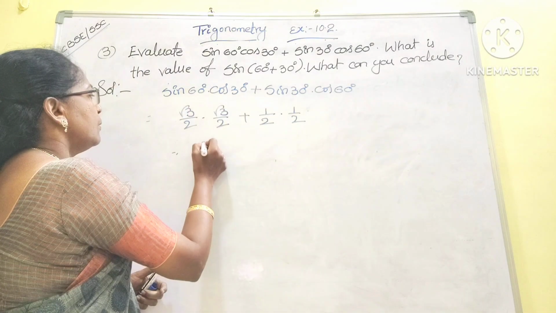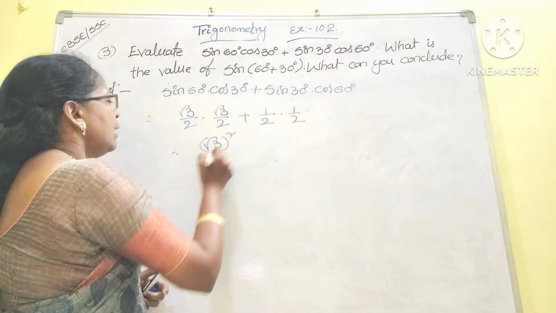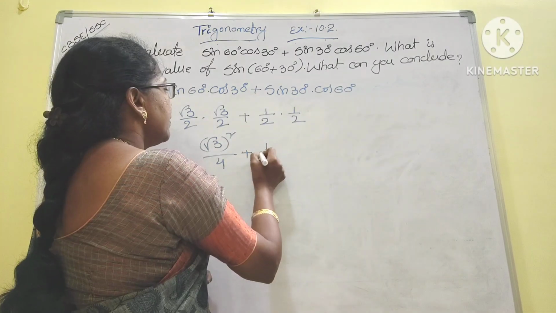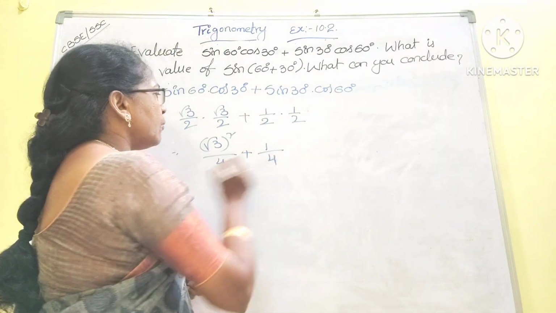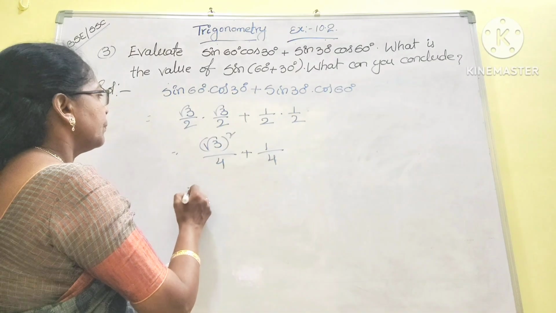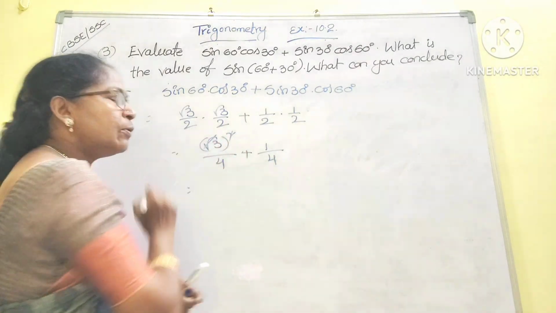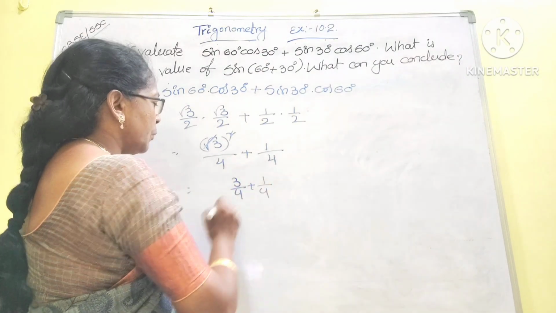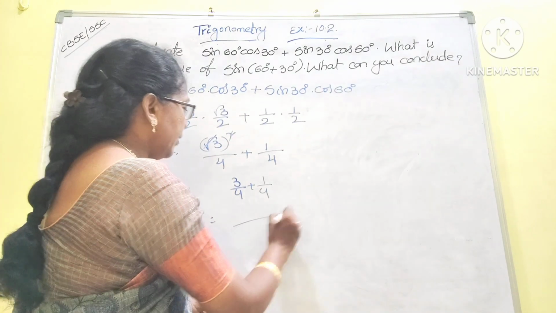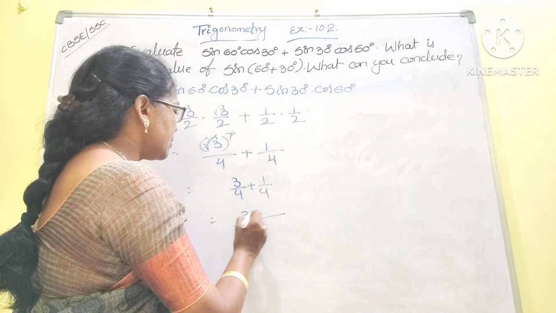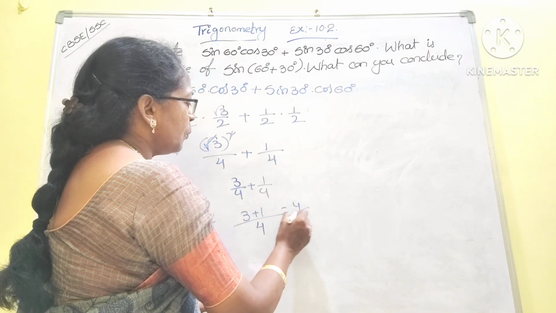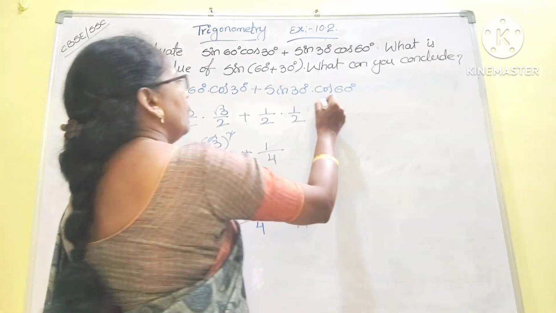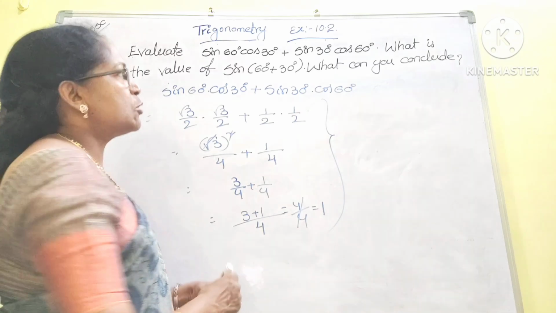Now root 3 into root 3, whole square, divided by 2 into 2, 4, plus 1 into 1, square is nothing but 1, and 2 square equals 4. Now root 3 whole square, square and square root will be cancelled. So 3 by 4 plus 1 by 4. Now you have to find the LCM, where LCM is 4, and numerator values you can directly add: 3 plus 1, 4 by 4, where 4 by 4 equals 1. This is the answer. Now this question is not completed, so you have to continue.